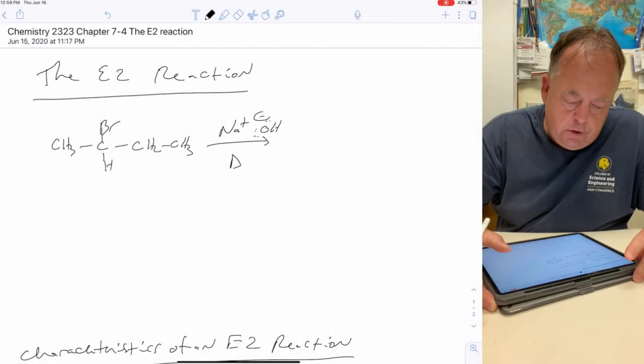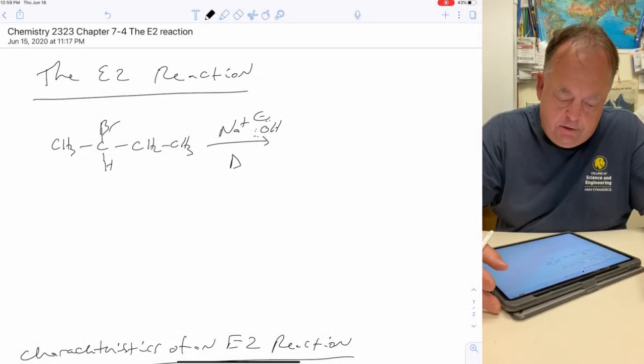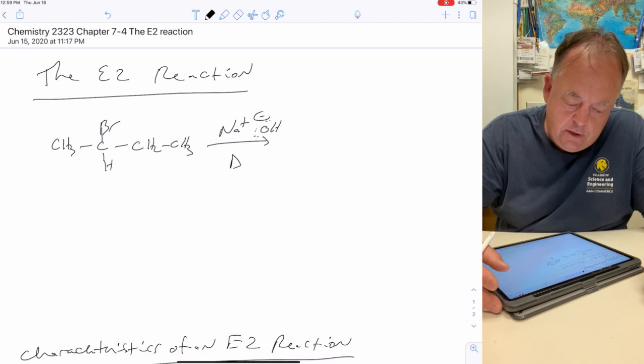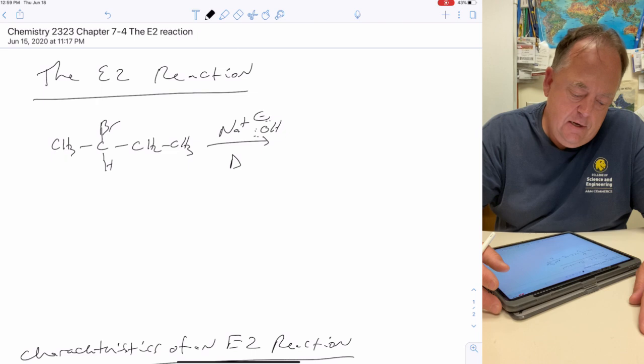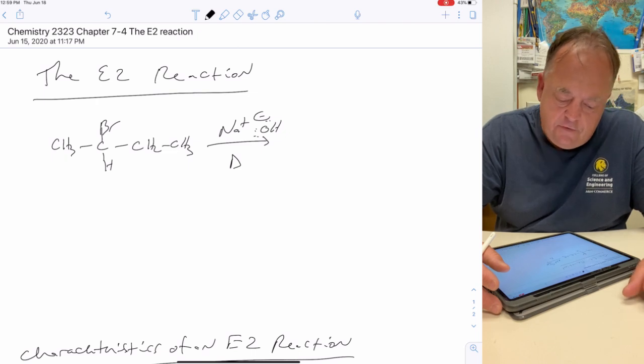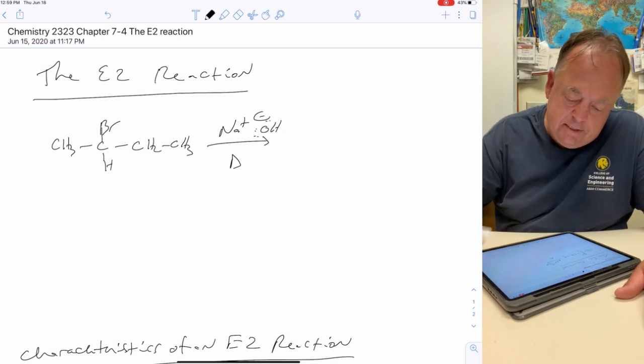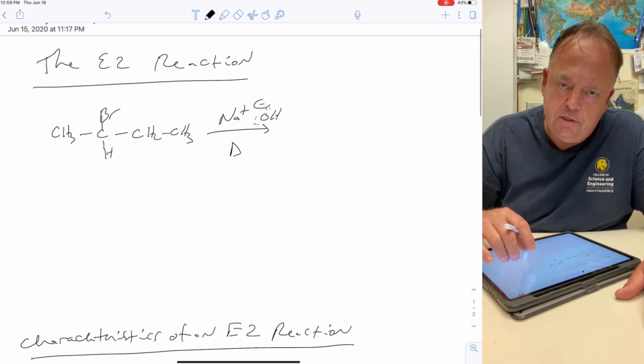So in this lecture, we cover what's known as the E2 reaction. Of the SN1, SN2, E1, and E2, this is the most complex. It has a lot of different characteristics that you have to know. This would be an example of a recipe for an E2 reaction.